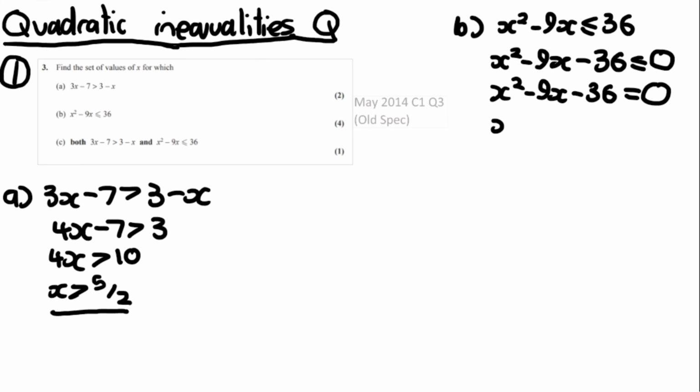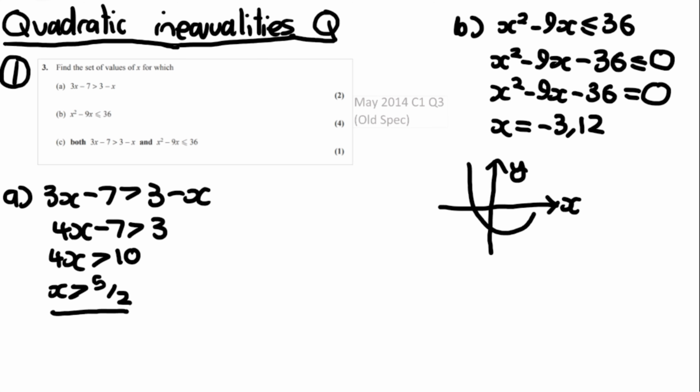I just put this into a calculator and I found the roots to be minus 3 and 12. And then you draw a graph. So it's going to be a positive parabola because the coefficient of x squared is just 1. And we know the roots are minus 3 and 12, so the quadratic is probably going to look something like this. And remember that we need to find the points where x squared minus 9x minus 36 is less than or equal to 0. So it's going to be these values here when it's less than 0.